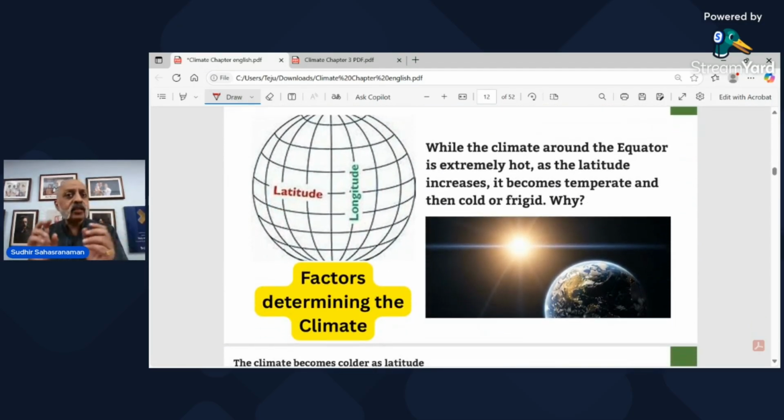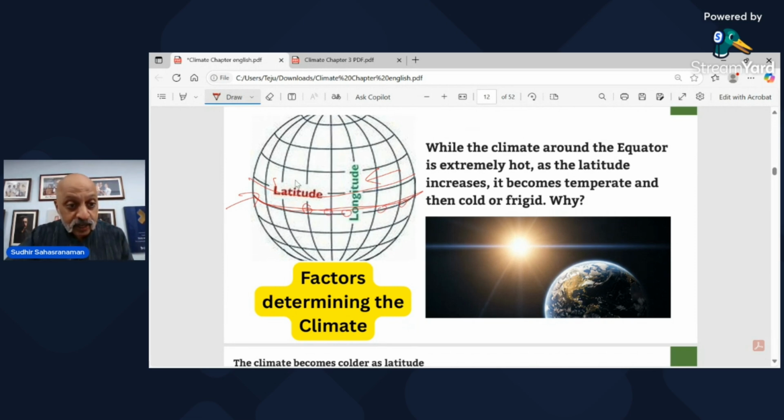Now, let's understand the geographical reason for this. We've already studied latitude and longitude. When did we study? Previous year in class 6, right? The latitude and the longitude. Now, the climate around the equator, if this is the equator, is extremely hot. Places which are around the equator are very, very hot places.